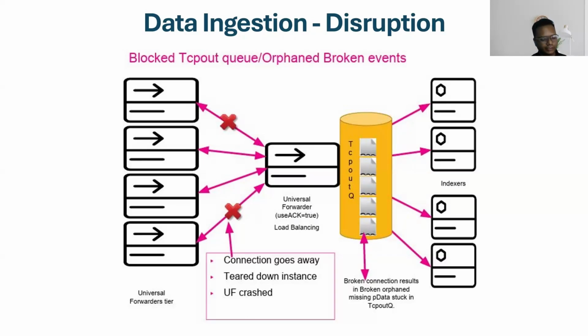So when we have parsing queue congestion or any pipeline congestion, it will try to connect to the indexer. It will keep on trying, and once it has failed, it will lose the connection. In order to establish the connection again, we might need to restart the universal forwarder, right? So this also contributes to the data ingestion disruption.